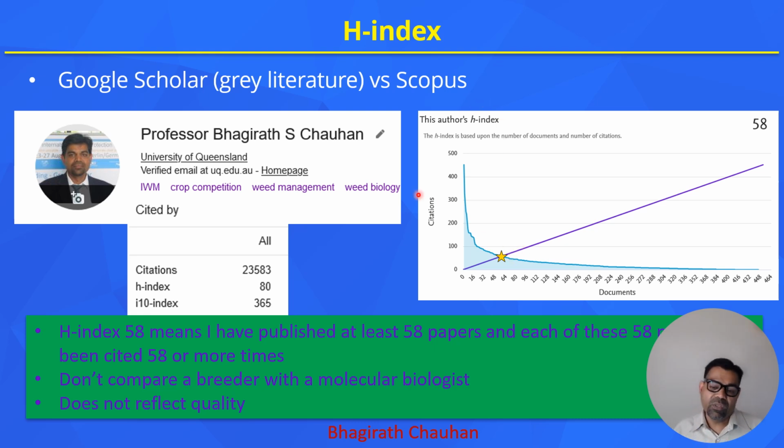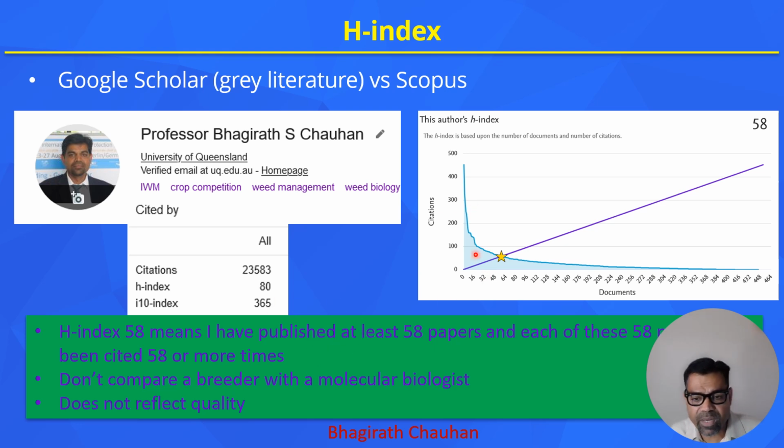Okay. Now this is okay, but an important thing to note down: don't compare one discipline to another one. For example, a breeder, their priority is not to publish papers. Their priority is to breed new varieties. So don't compare them with a molecular biologist or biochemist, where they have to publish and their papers are cited highly. Their H index will always be high. So don't compare different disciplines. Don't compare a weed scientist with, for example, a biochemist or a molecular biologist. Within weed science also, I suggest don't compare a weed ecologist with a weed biochemist. Okay, so these are all different.